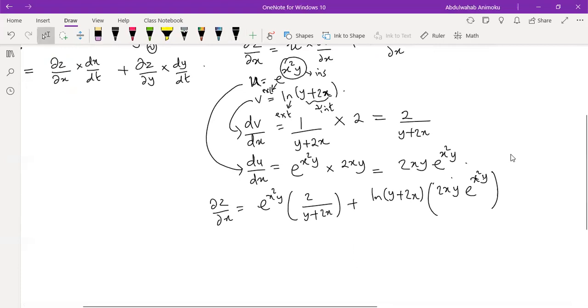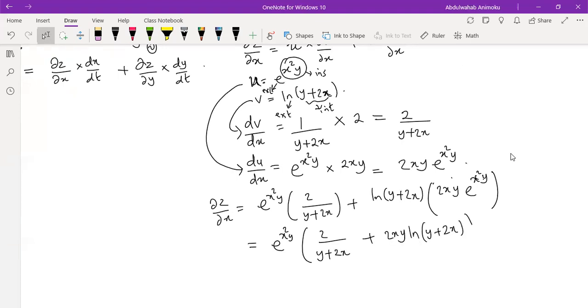So basically you can bring this together. Because we know that e raised to power x squared y is common to both sides, you can just bring that out and get the derivative of this function with respect to x. So this is del z del x.